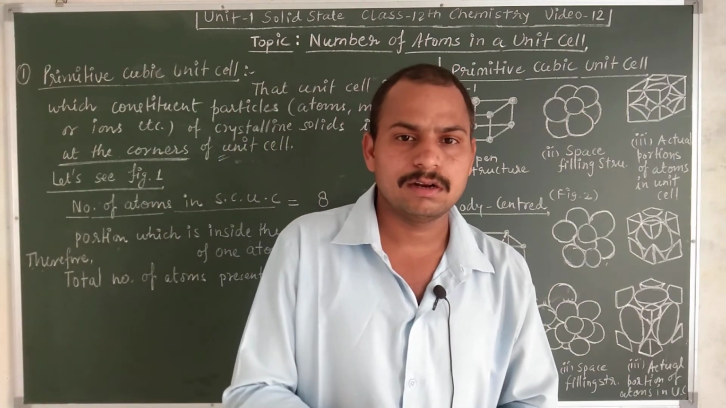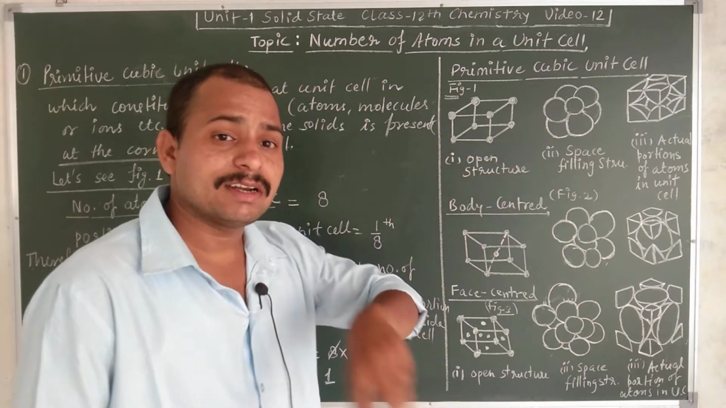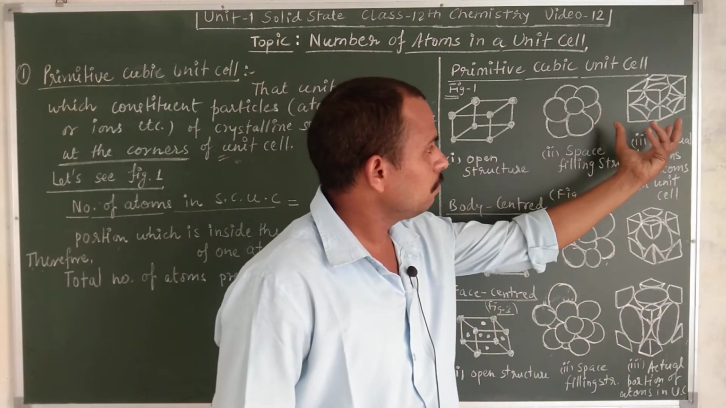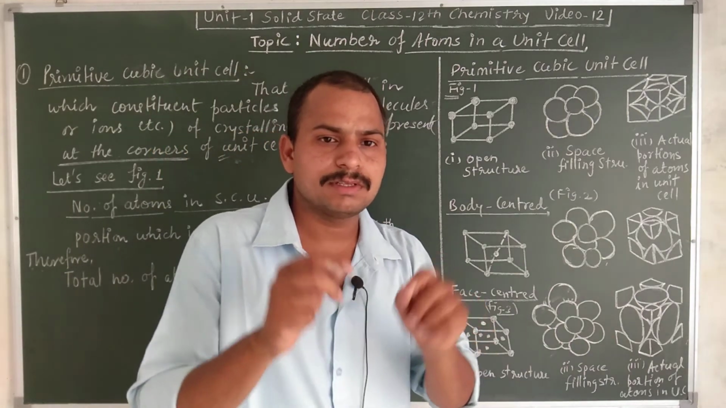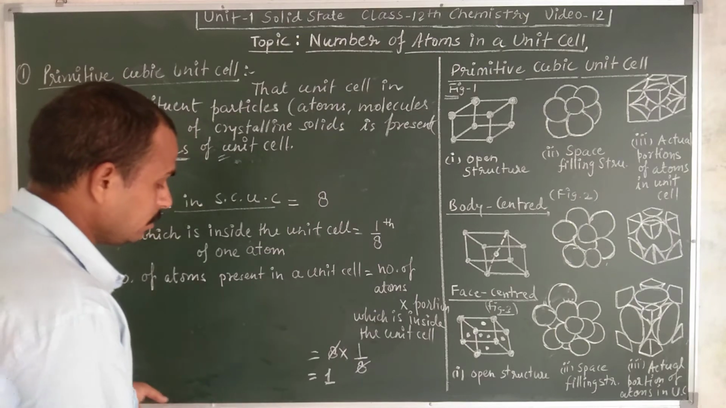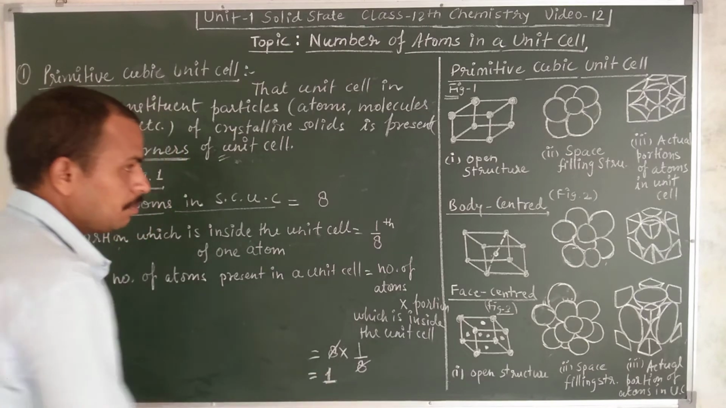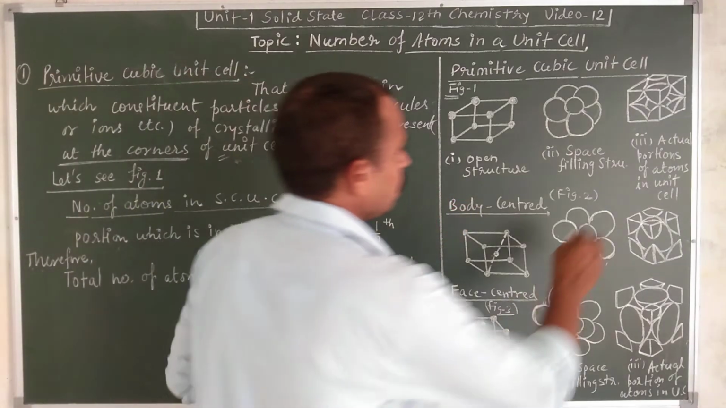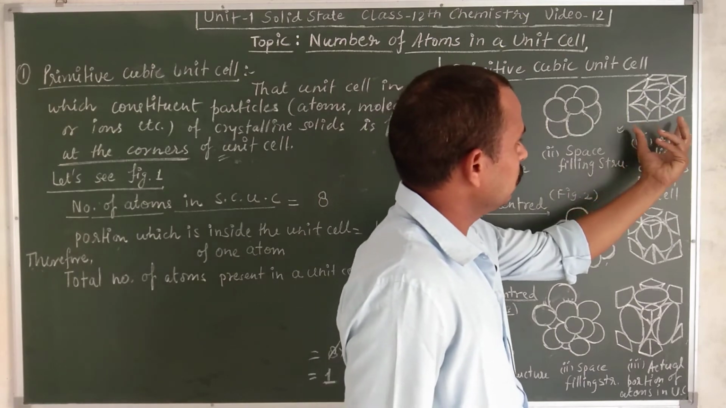Inside the unit cell. We know that there are 8 atoms present at the corners. If we talk about a unit cell, only one atom is present inside the unit cell. So that is one atom present in the primitive unit cell. So this is the final view. This is the final view.